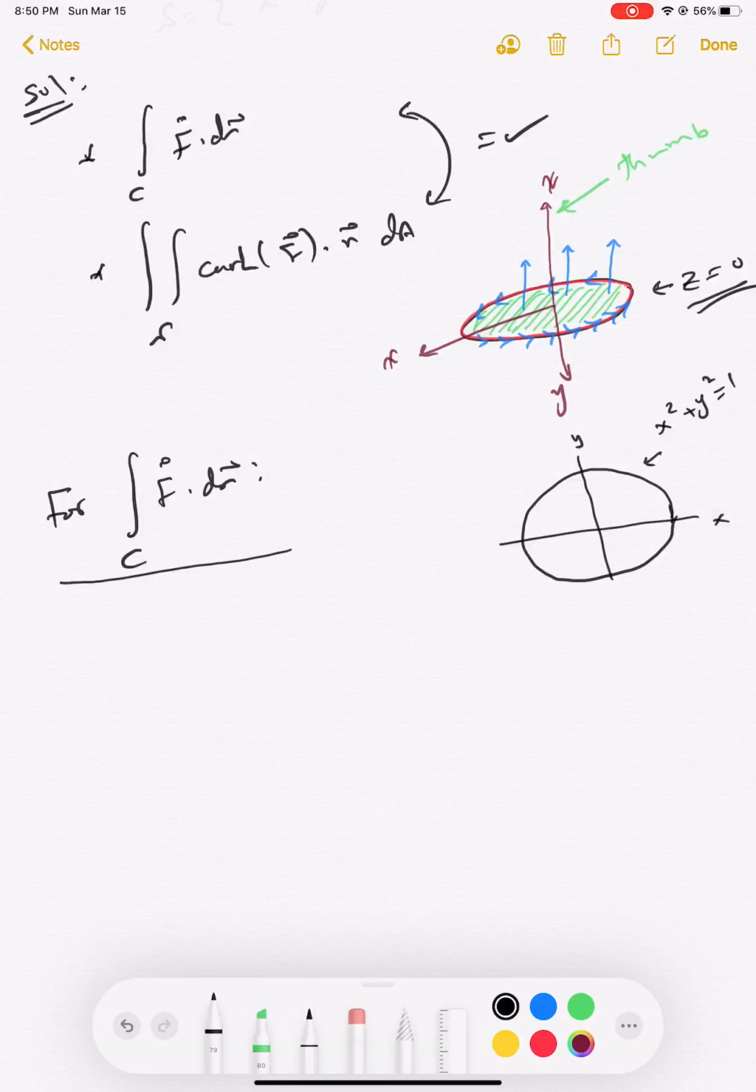Now, your orientation, you need to look at this figure. Your orientation of the curve is running from the positive x-axis to the positive y-axis. So this is the positive x-axis, so this is the orientation, so it's counterclockwise.